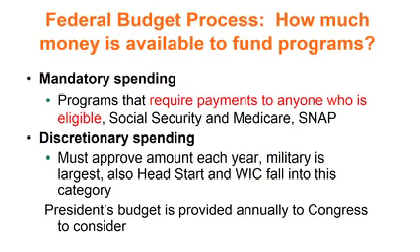Discretionary spending has to get approved every year. The largest portion of our discretionary spending budget is the military. Head Start and WIC also fall into that category of discretionary spending. The president's budget is provided every year to Congress. And again, every year it usually turns into quite a battle, which can lead to things like government shutdowns when Congress and the president are not in agreement. Often it's usually the Democrats and the Republicans who are not in agreement.